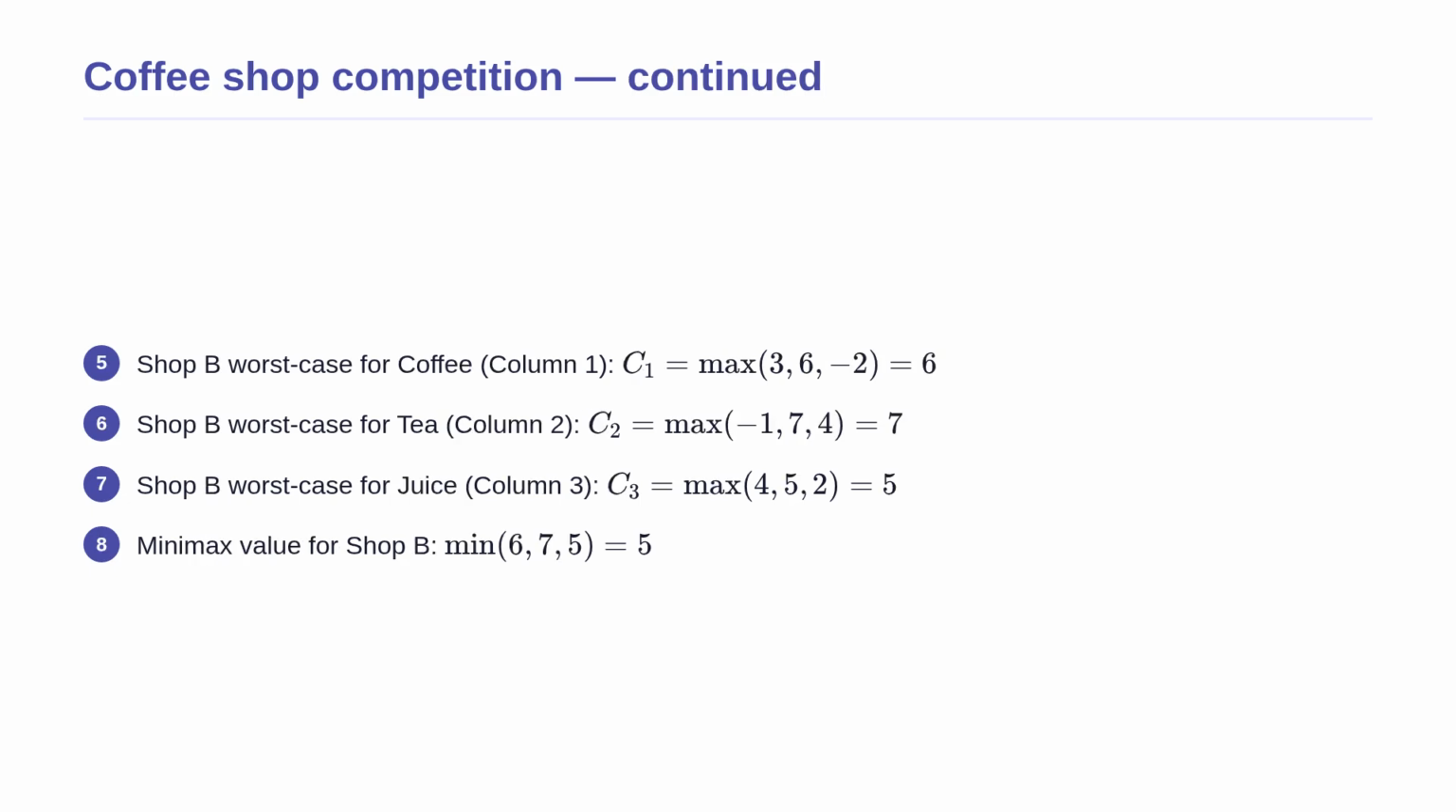Moving forward, we analyze the game from Shop B's perspective. Shop B wants to minimize Shop A's profit. Looking at the first column for coffee, the maximum possible profit for Shop A is 6. In the second column for tea, the highest number is 7. In the third column for juice, the maximum value is 5. Shop B compares these worst-case scenarios, 6, 7 and 5. To minimize this maximum profit, they select the smallest number. The minimum of these maximums is 5, which is our minimax value.